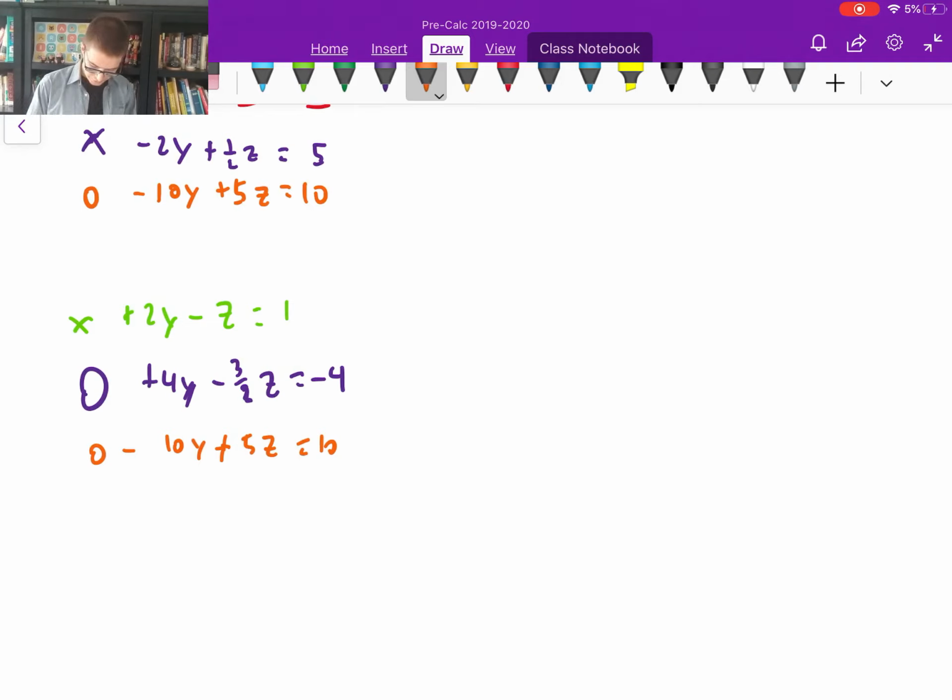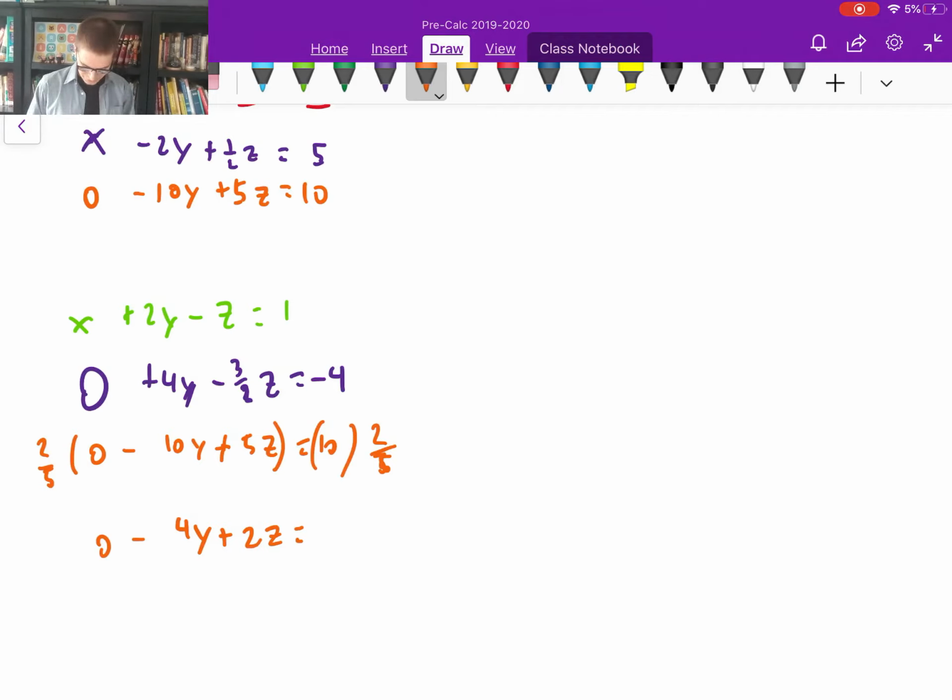So we'll multiply both sides by 4 over 10, which is 2/5. So 2/5 times this side and 2/5 times that side. It gives us 0 minus, let's see, times 2 divided by 5 would be 4y, plus 5 times 2 would be 10 divided by 5 would be 2. So plus 2z equals, is that right? Yeah, that's right. I just want to be sure because it's really easy to make a mistake here.